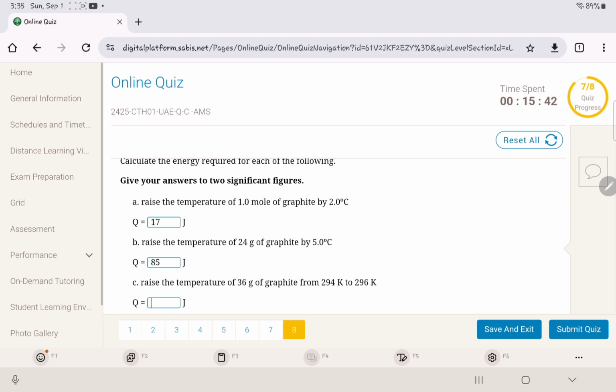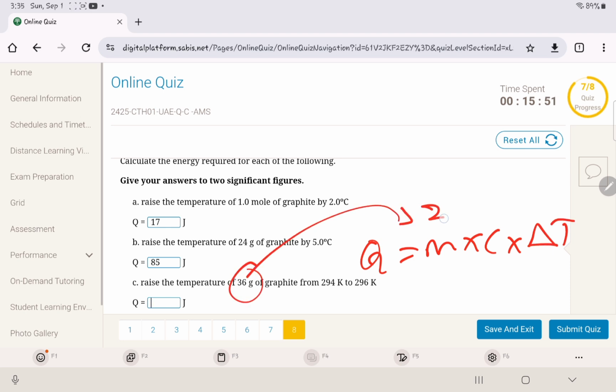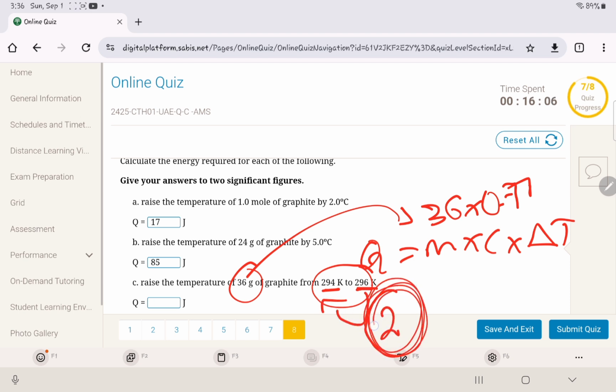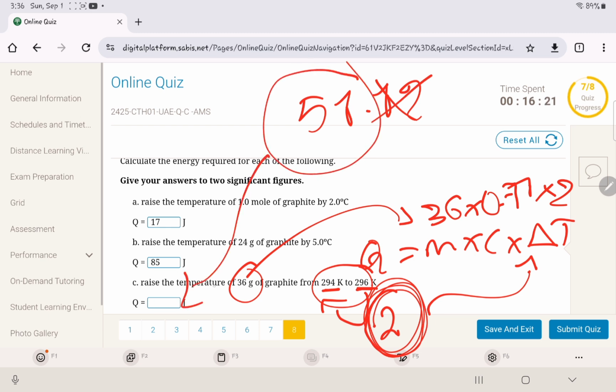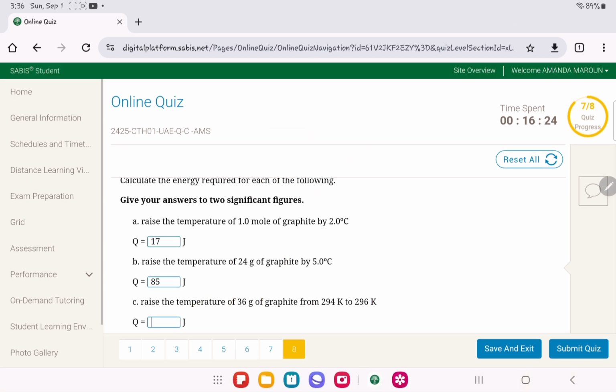And last but not least, we have this one. We're going to do Q equals M times C times delta T. We have the M, 36, our C, 0.71, and we have our temperature. What is the difference here? We have 296 and 294. 296 minus 294 is 2. So this is the change in temperature. So it's going to be 2. So it's going to be 36 times 0.71 times 2. We're going to have 51.12. We only needed 2 significant figures, so it is going to be 51 joules.